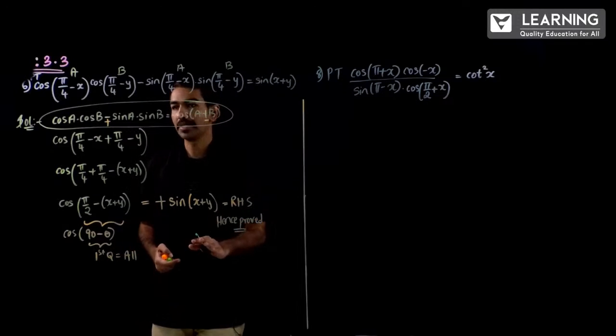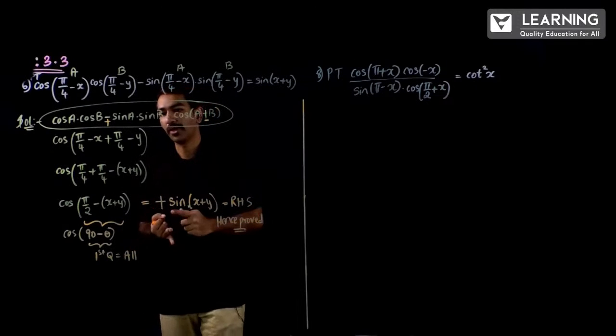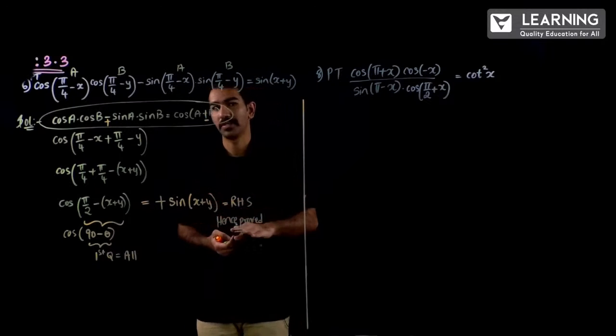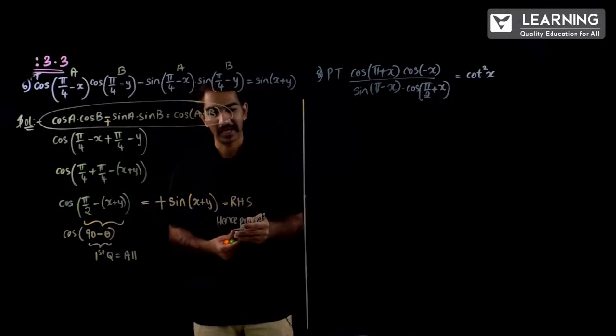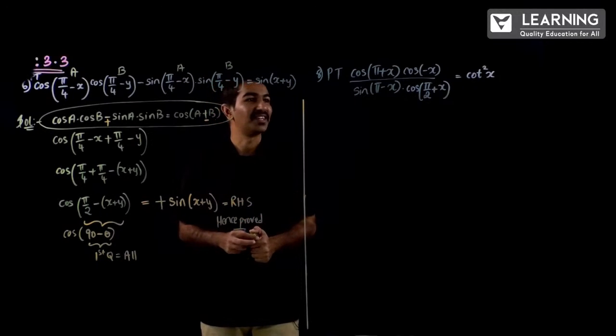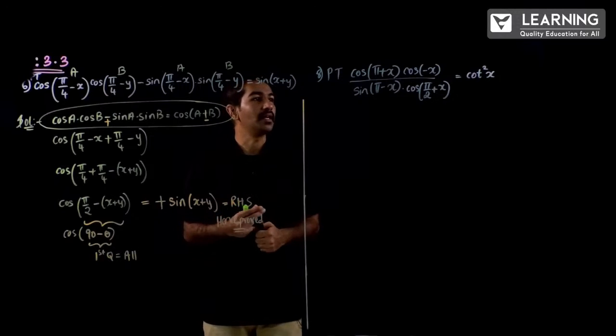hence proved. So students, basically you have to know ASTC rule, compound angle formulas and basics of trigonometry, which are all covered in our synopsis. So if you have not seen that, kindly watch that. Okay, this problem will be very clear to you. Understand? Okay. Moving to the next question, number 8.